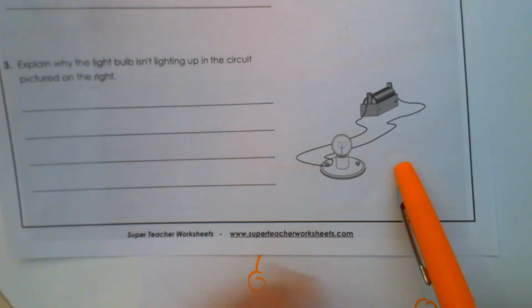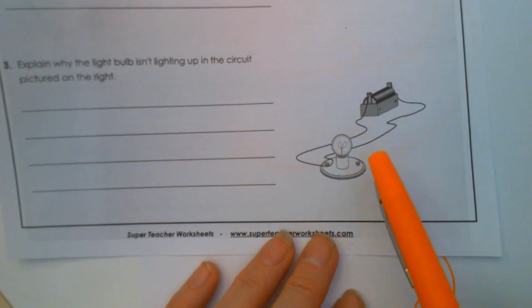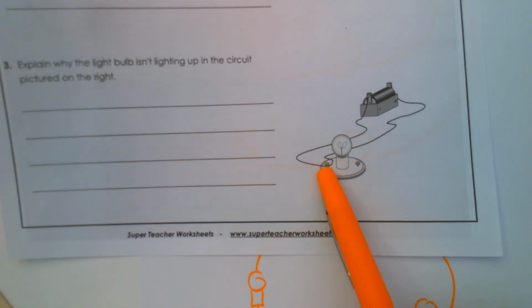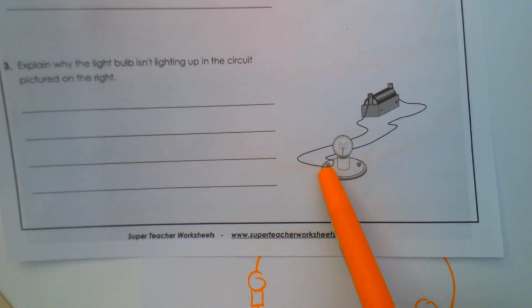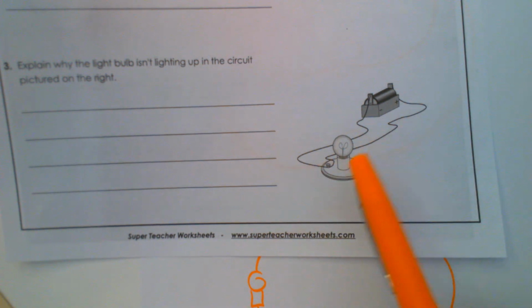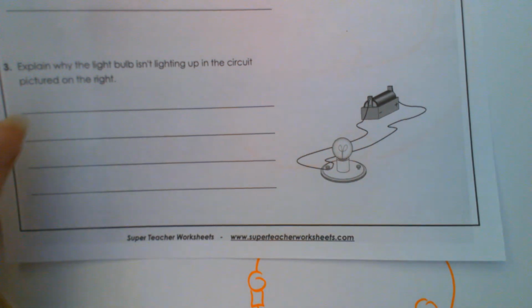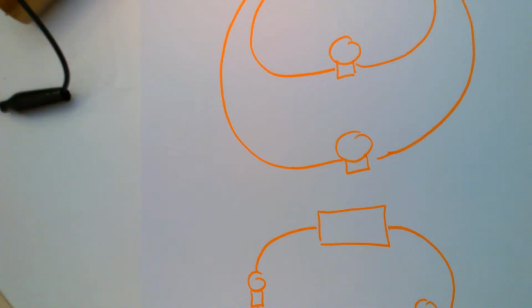What's wrong with this one? Well, the problem with this one is that both wires are going to one side of the light bulb. And so the electricity is not going to flow through the light bulb and the socket. One of the wires would need to be connected to the other side of the socket. So that's the problem with this one. That's why this one wouldn't light. All right, so let's take a look at another page.